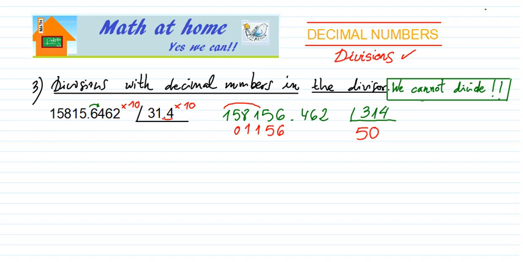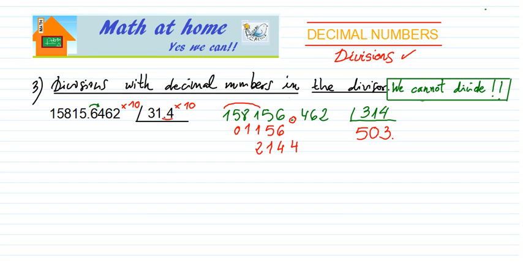Next, how many times is 314 in 1155? 3 times. We put 3. 3 times 4, 12 to 16, 4. And we carry 1. 3 times 1, 3 plus 1, 4 to 5, 1. 3 times 3, 9 to 11, 2. And we draw down, oh, look, we have a decimal point here, then we add the decimal point to the quotient and draw down next digit, which is 4.